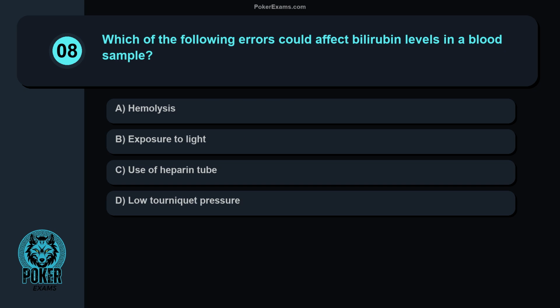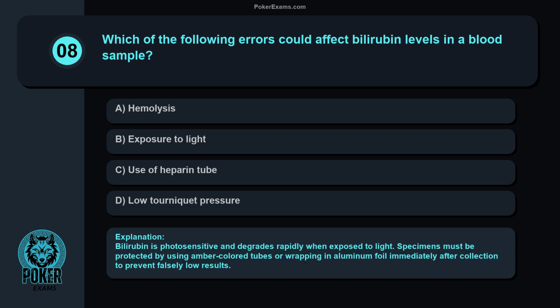Question 8. Which of the following errors could affect bilirubin levels in a blood sample? Hemolysis, exposure to light, use of heparin tube, low tourniquet pressure. Bilirubin is photosensitive and degrades rapidly when exposed to light. Specimens must be protected by using amber-colored tubes or wrapping in aluminum foil immediately after collection to prevent falsely low results.